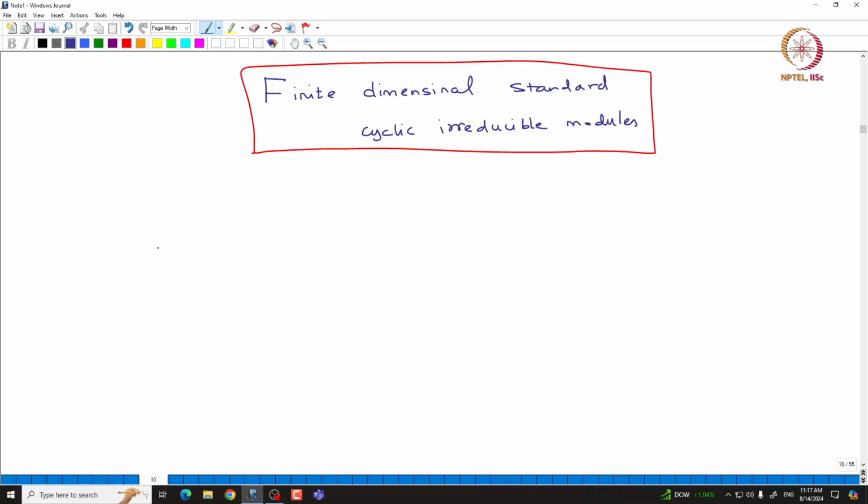Welcome back everyone. In this lecture, we will consider finite dimensional standard cyclic irreducible modules and then observe something about the highest weight. So, let us recall what we did earlier. For lambda in H star, we define V of lambda to be the quotient of the Verma module Z of lambda modulo M of lambda.